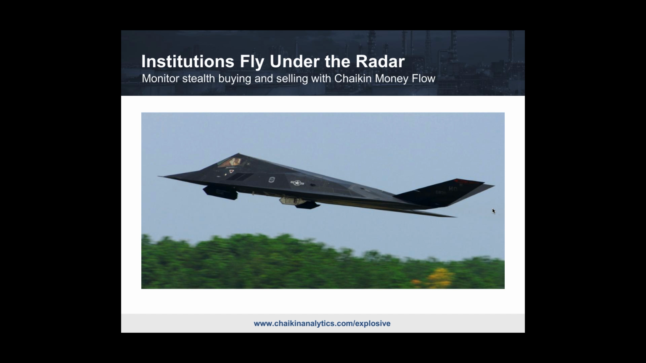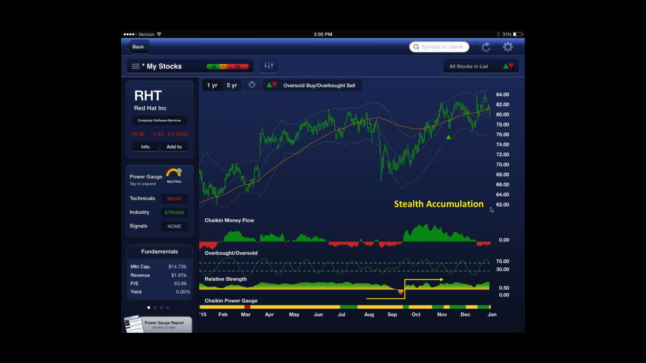Now, we talked about a special pattern with Chaikin money flow that we call stealth buying and selling. The reason is institutions are so big these days, they take a long time to execute their orders, and they're paranoid about other people knowing what they're doing, so they fly under the radar screen. Here's an example of stealth accumulation. Red Hat, open source Unix software. The stock started moving up in September, and look at that money flow. So when Red Hat sold off from 83 all the way down to 77, money flow stayed positive, and you got an oversold buy signal because you made an 8-day low.